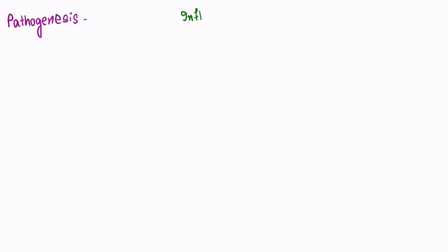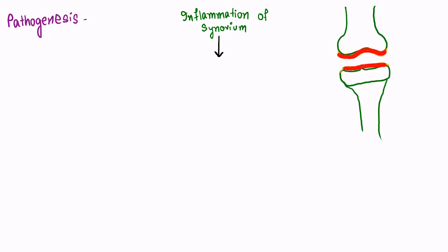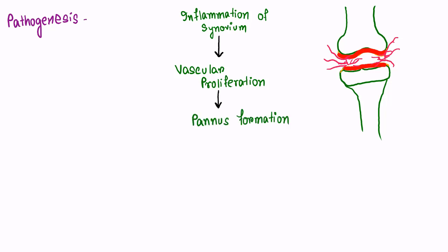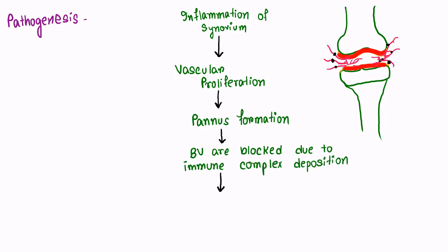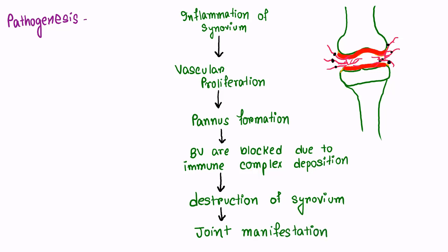Now, coming to the pathogenesis of rheumatoid arthritis. First, there is inflammation of the synovium. Then, there is vascular proliferation in the joint. This results in abnormal tissue growth in the joints, which is called pannus formation. Sometimes the blood vessels are blocked due to deposition of the immune complexes, which results in destruction of the synovial membrane, which is the reason for joint manifestation.